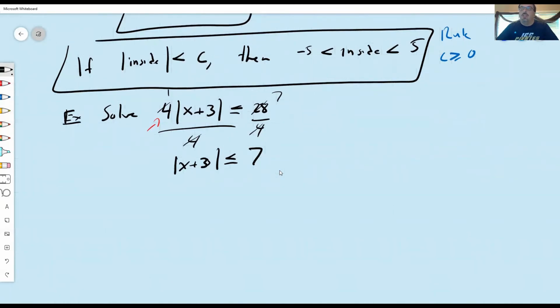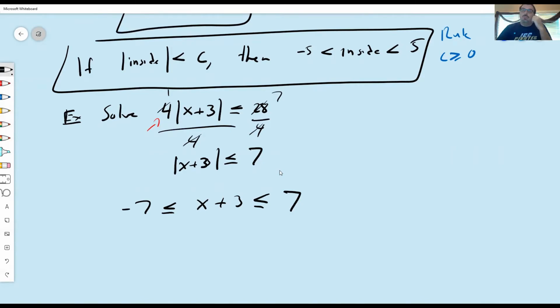Okay. And now, because it's less than or equal to, it's basically less than, right? Less than means I start at 0, I go as close as I can to the right to get to 7, plus 7, or I go as close as I can to the left to get to -7. So the inside is in between there. So we have -7 less than or equal to the inside, which is x plus 3, which is less than or equal to 7.